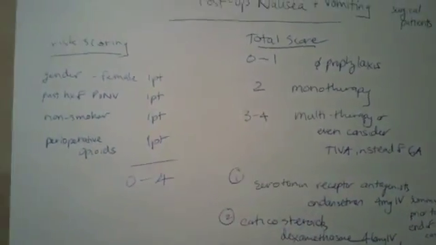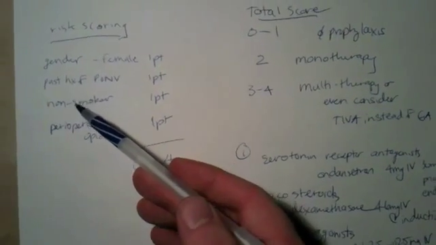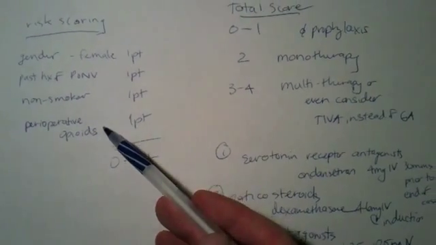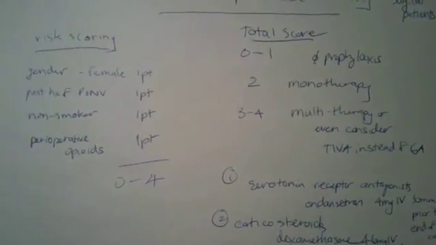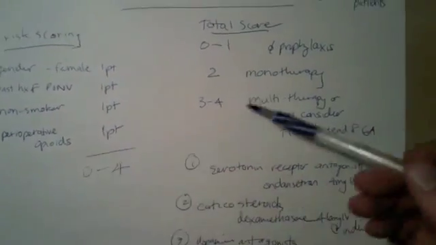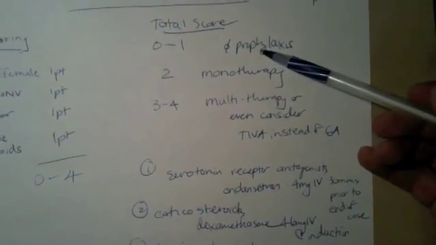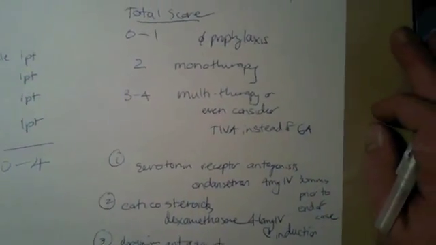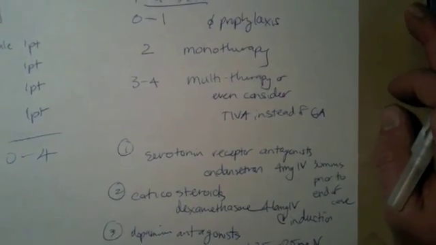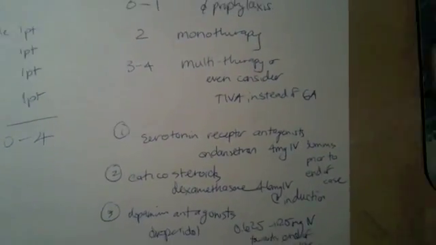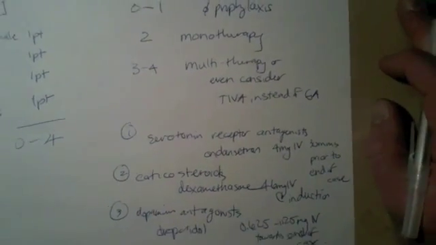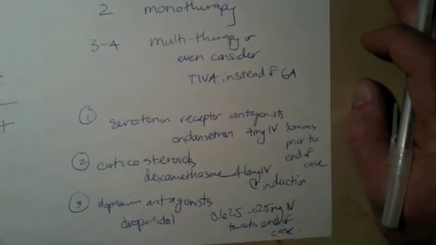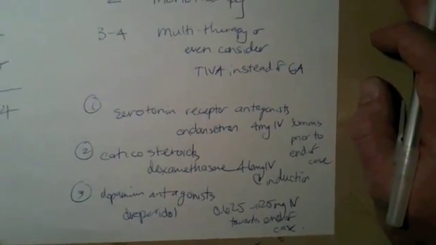So to summarize, we have a very simple risk score based on the patient's gender, whether they have a past history of post-op nausea and vomiting, whether they're a non-smoker, and if they're being given perioperative opioids. Based on that risk score, you can decide to give them either no prophylaxis, monotherapy, or multiple therapy. You can even adjust your type of anesthesia. And if you are deciding to give anti-nauseants, there are a number of options. Three of the most common are ondansetron, dexamethasone, and droperidol.